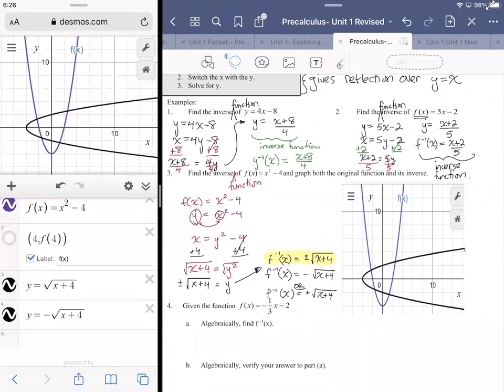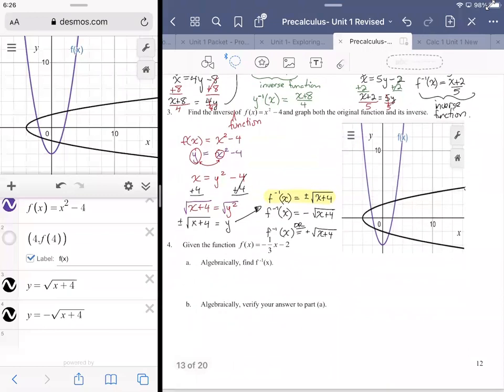All right. So for number 4, part A is pretty much what we've been doing. Part B, that's going to be a new step, and it's going to involve a new rule. So algebraically find the inverse. Okay. So step 1, write it in terms of x and y. So y is equal to -1/3 x minus 2. Swap the x and the y.